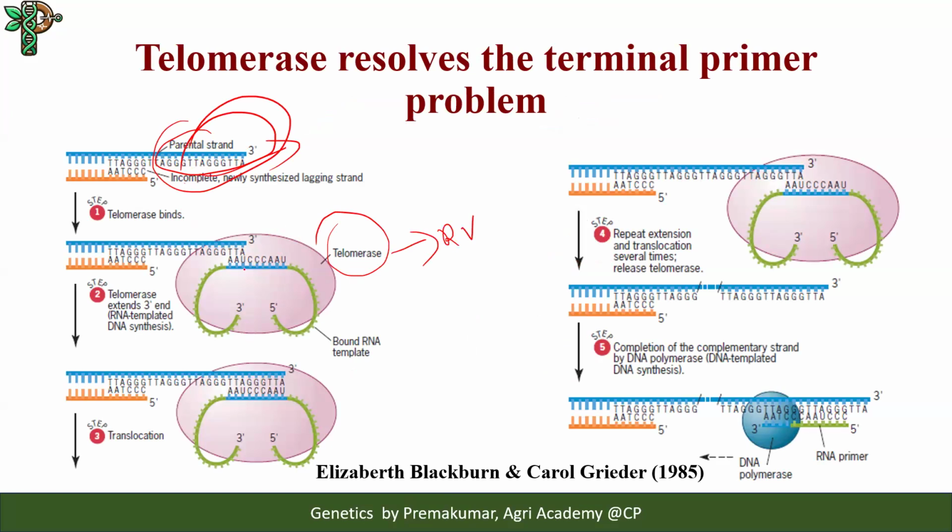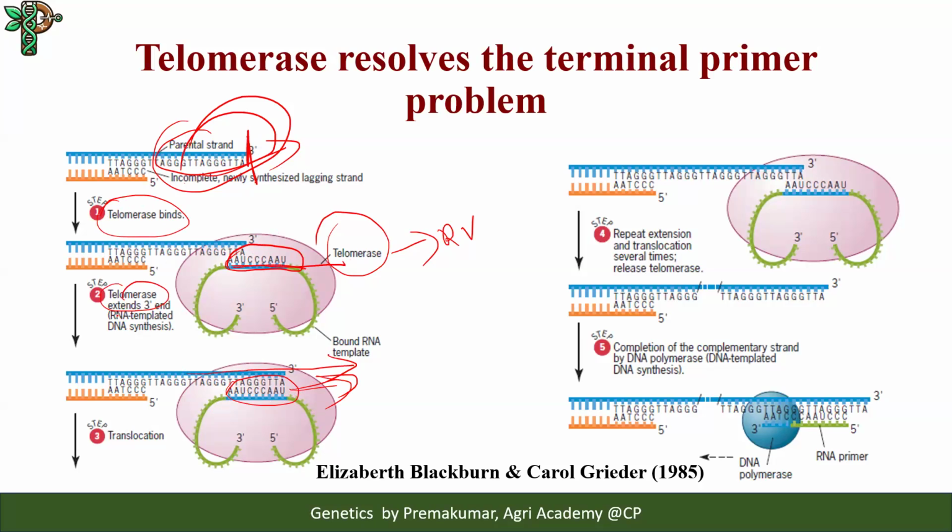It synthesizes the extended part of this DNA, and then this provides a template for further replication, and DNA polymerase will come and synthesize the new complementary strand. Then this extension happens, and replication will happen. For example, first telomerase will bind, then telomerase extends this 3' end like this. There will be extension of this end.